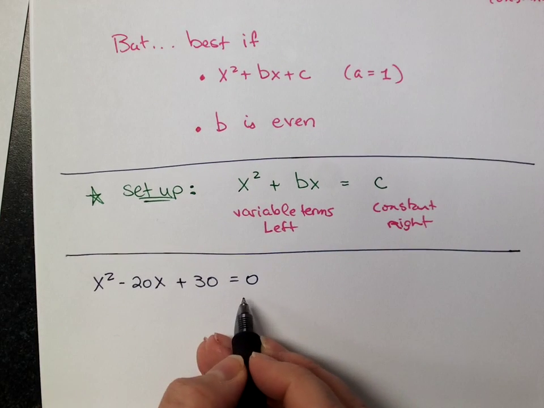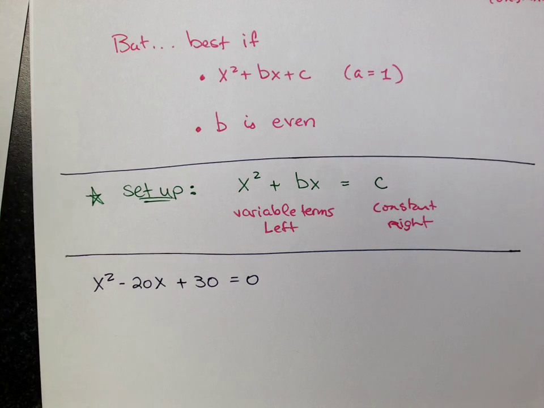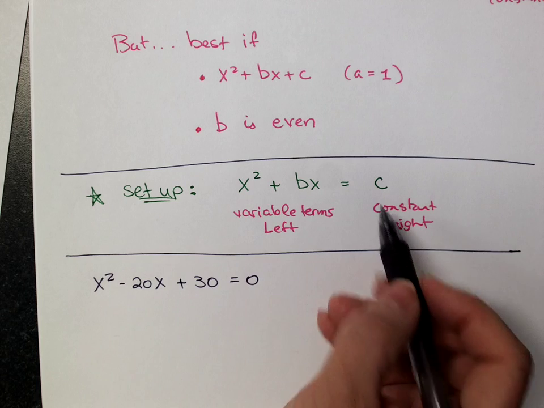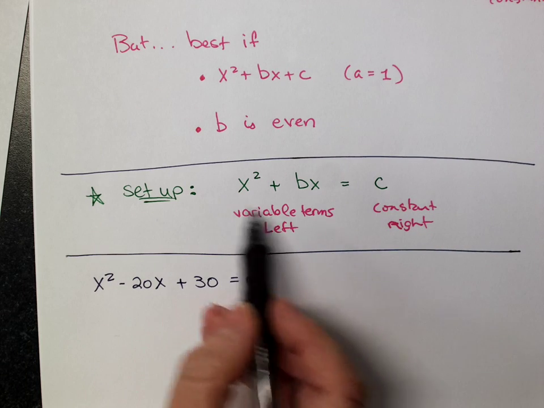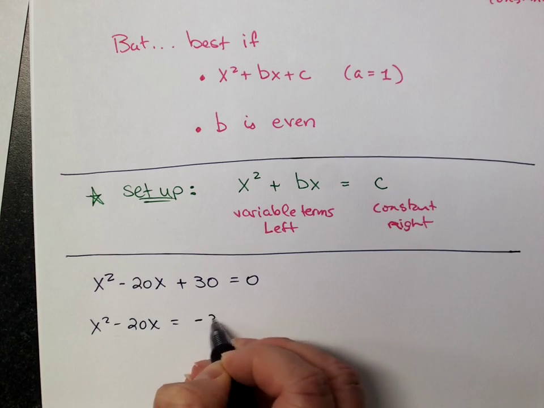It's in standard form right now, and you don't want it in standard form. The first one I gave you was already in the proper setup. This one, you have to set it up first, because using this method requires this setup, not standard form. So x squared minus 20x equals negative 30.